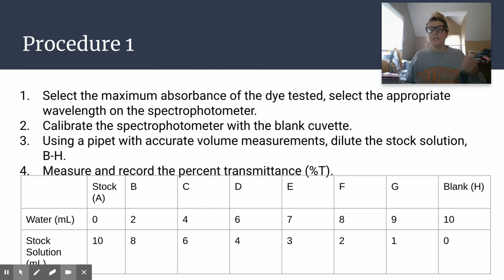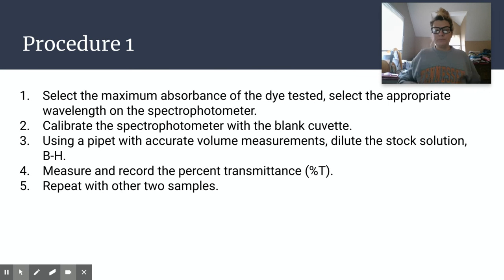And then all you're going to do is put each sample into one of those little cuvettes, insert it into the instrument, and read out the percent transmittance. I originally was going to repeat with the two other samples, but since I wasn't getting good data with the yellow and the red, the second part of the lab is going to be measuring the amount of Blue 1 in this Gatorade.